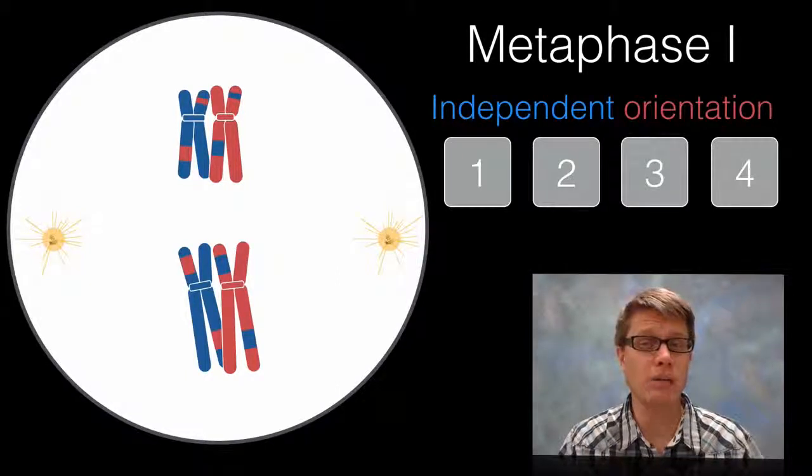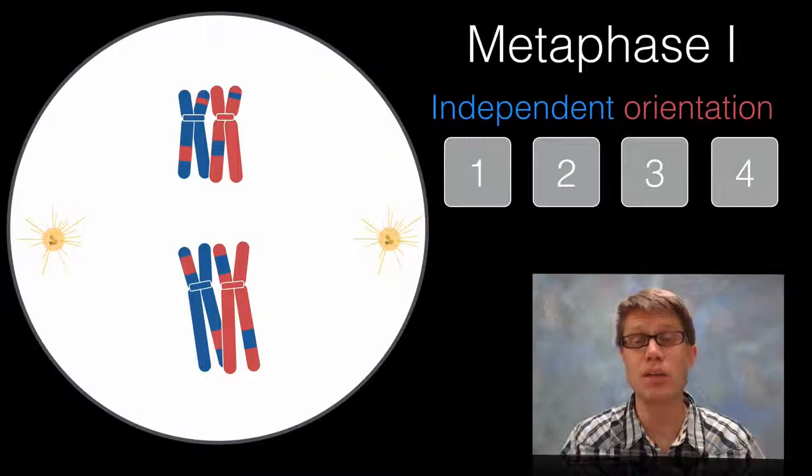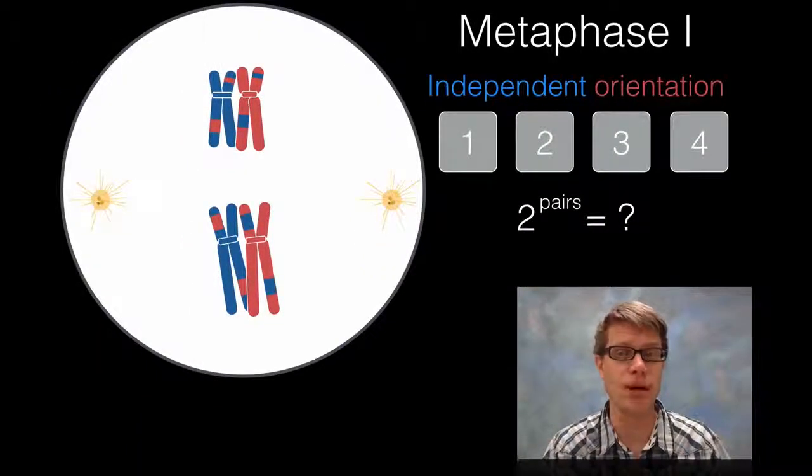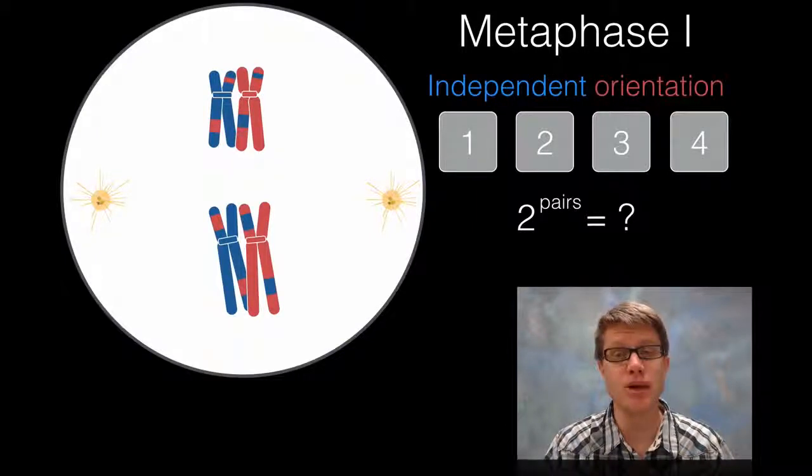And so what do we have? We have 4 different ways that these chromosomes could orient themselves independently at metaphase 1. What is that giving us? Well, it's giving us variation. And so there are 2 raised to the number of pairs possibilities of how they could arrange at independent orientation of metaphase 1. So how many are there?